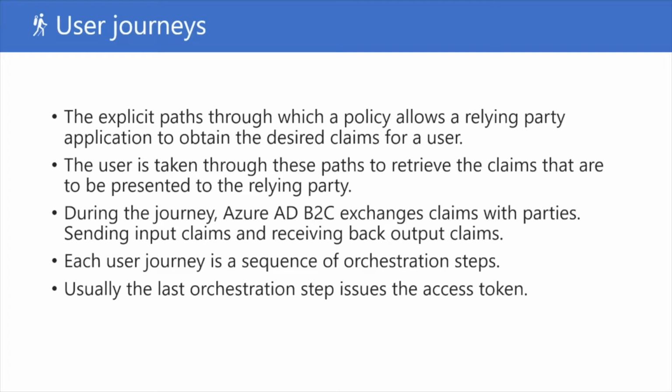And with internal or external parties. So it'll send out input claims, receive output claims. We'll see a little bit more about this in a section, so don't worry about it too much. Each user journey is made up of a sequence of steps. These are called orchestration steps, and they are just basically numbered steps 1, 2, 3, 4, 5. As you go through each step, finish one step, you go on to the next, and so on and so forth. Usually, for the vast majority of cases, the final orchestration step is the one that issues the token back to the application.